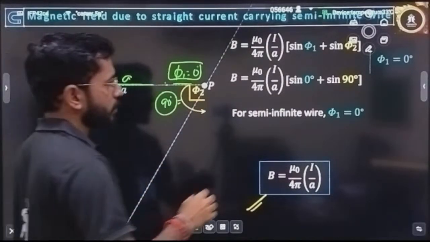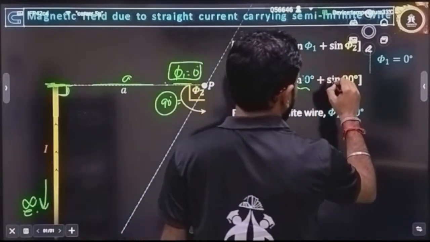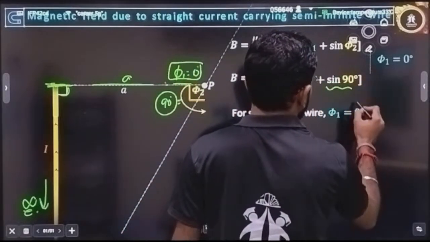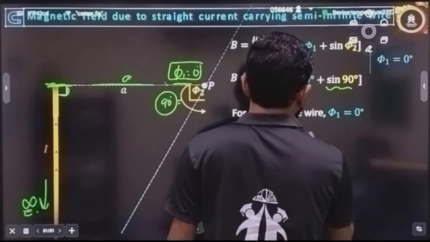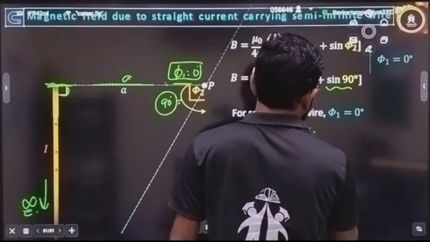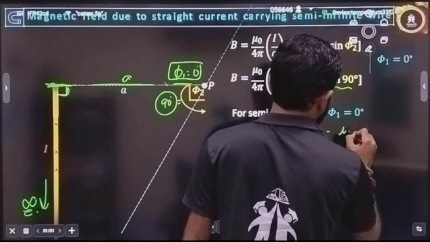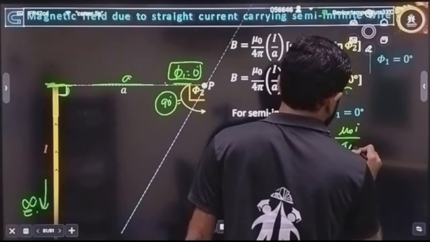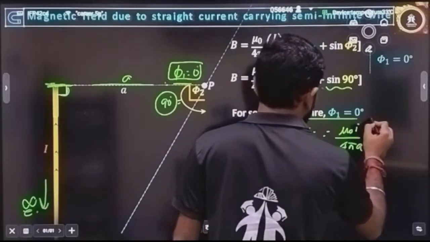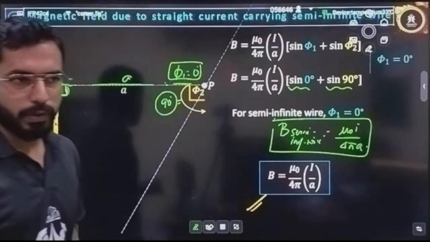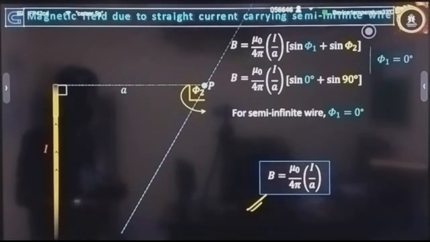Correct. Now just put the values. Here it will become sine 0. Sine 0 will become 0. Sine 90 will become 1. That means the magnetic field due to a semi-infinite wire is equal to mu naught I divided by 4 pi a. This is the result that we are going to get from it. Correct?